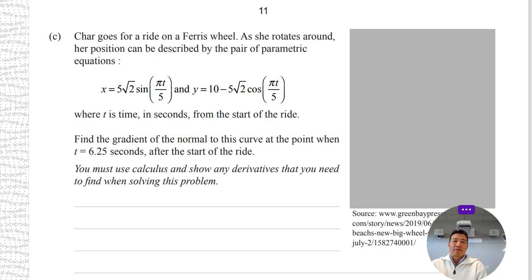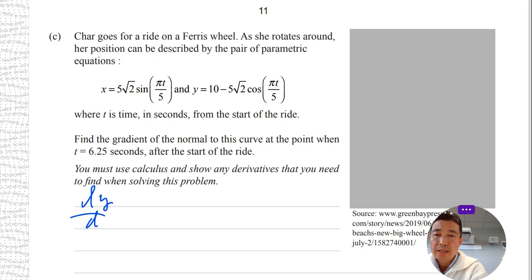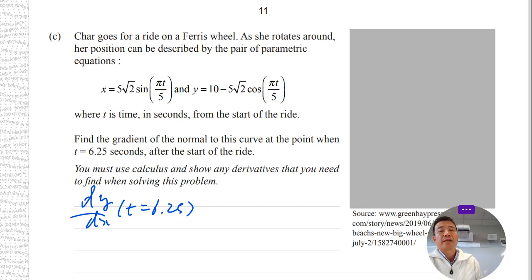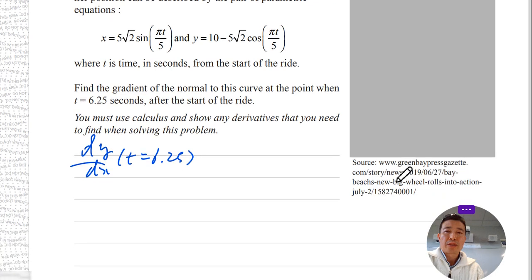All right. To find the normal, first step, you have to find the gradient of the tangent, right? So our aim is dy/dx when t is 6.25 first, and then you can find the normal. Okay, so because it's a parametric equation, we have to find the derivatives with respect to t.